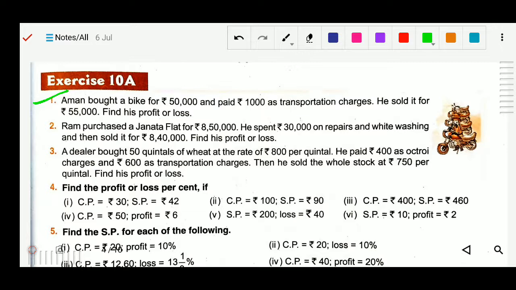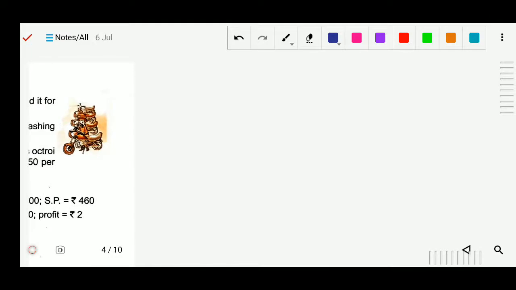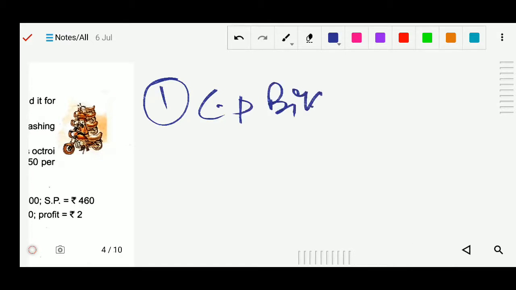So he sold it for rupees 55,000. Find his profit or loss only, not percentage. So this question we will do. Question number 1. First of all, the cost price of the bike.